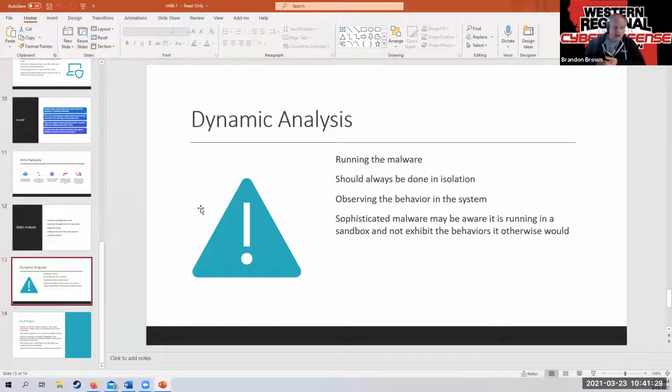All right. This is always done in isolation. And you observe, this is where you get into doing packet captures with Wireshark. You look at the behavior of the malware. How is it behaving in system versus outside the system? You can use additional tools, like in a Windows environment, Immunity, stuff that's used for reverse engineering.